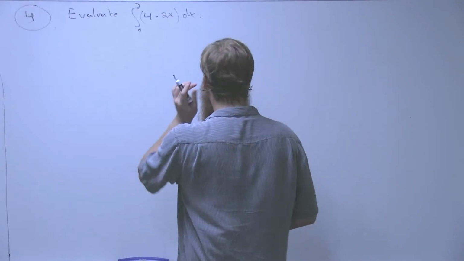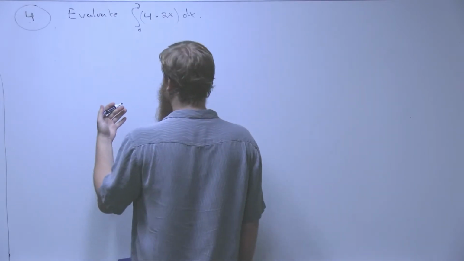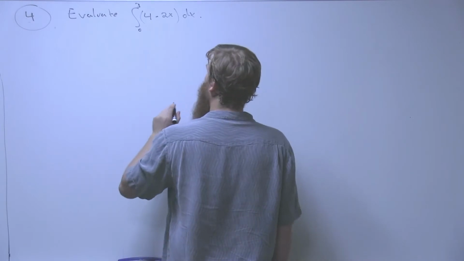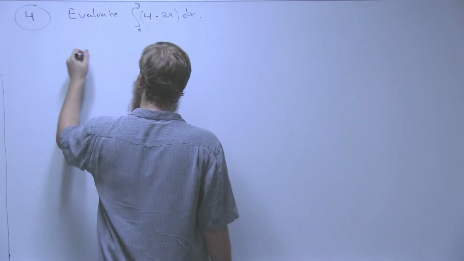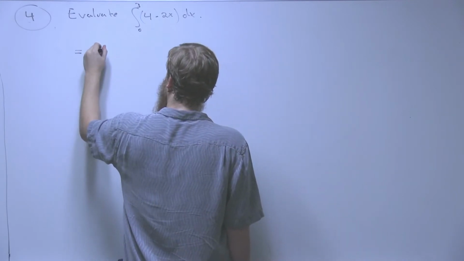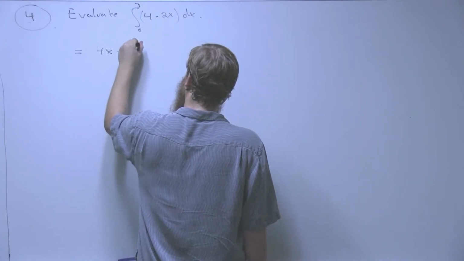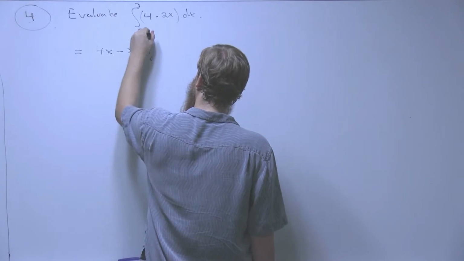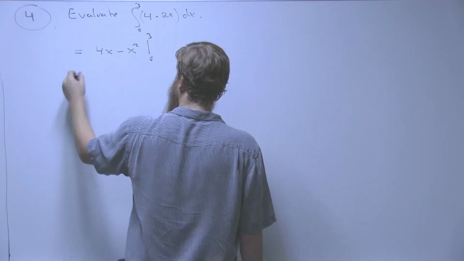So if we were to just evaluate this without thinking about geometry at all, without looking for area, we're just given this definite integral and told to evaluate. We know what to do. We use the fundamental theorem of calculus. We find an antiderivative. We've already done that plenty of times. And then we evaluate between 0 and 3.